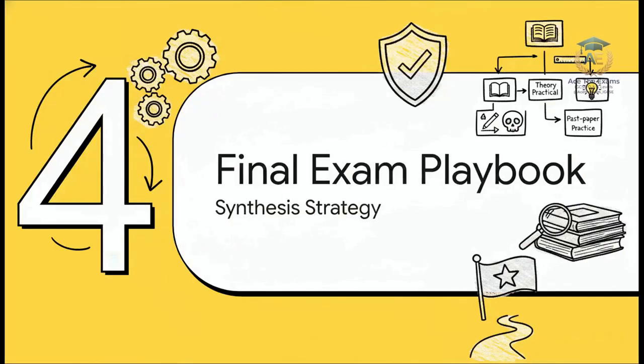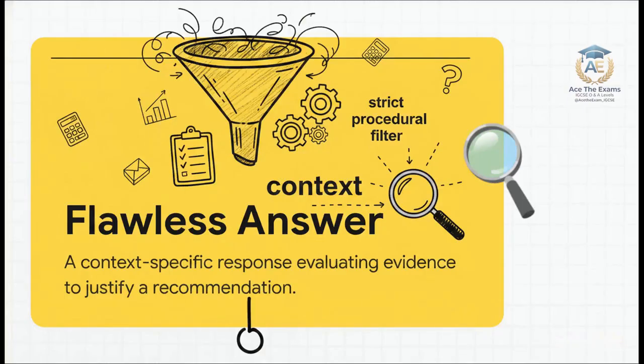Section 4. Your Final Exam Playbook. All right, we have covered a massive amount of ground today. We've tackled the high-level theory, the gritty, practical mechanics of method marks, and the lethal traps you need to avoid. Now it's time to synthesize all of this into a concrete strategy for your next past paper practice. Here is the definition of a flawless answer. I want you to literally burn this into your memory. It is a context-specific response that follows strict procedural conventions and evaluates evidence to justify a recommendation.